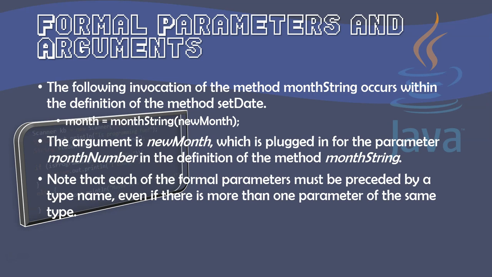Now you'll note that each of the formal parameters must be preceded by a type name, even if there's more than one parameter of the same type. For example, newMonth will always be preceded by a string type if it's set up as a string, or if you had it set up as an integer, then it would always say int in front of it.